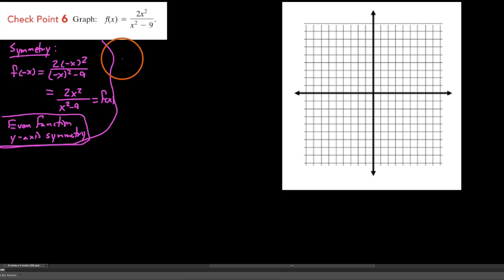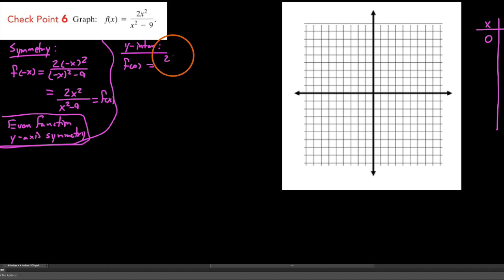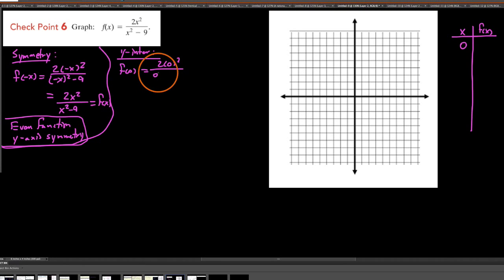The next thing we want to do is find our y and our x-intercepts here. I'm going to start with our y-intercept because there is only one. Let's make a table of values over here to help supplement our graph. When we find a y-intercept, what we're saying is we're plugging in 0 for x. So f of 0 would be equal to 2 times 0 squared over 0 squared minus 9, or in other words, 0 over negative 9, or in other words, 0. So it goes through (0, 0). I'm going to put that on my graph right here, (0, 0).